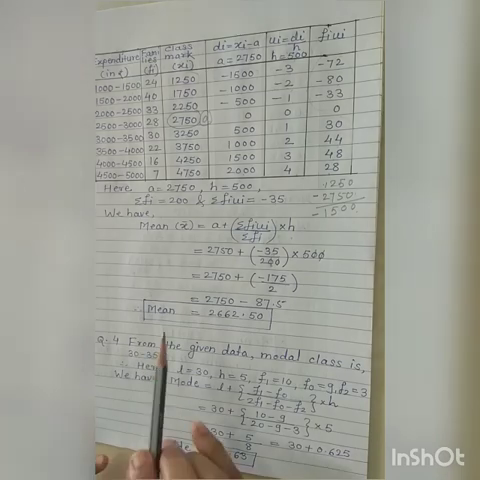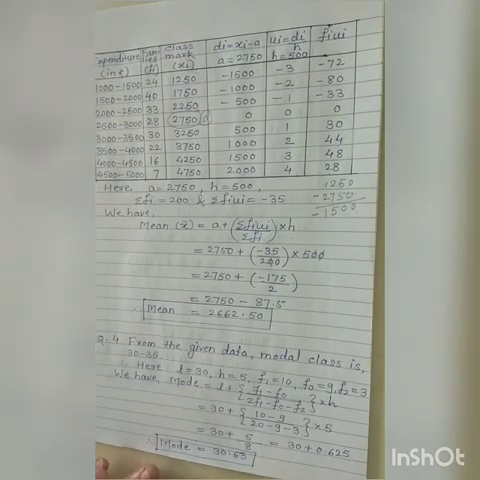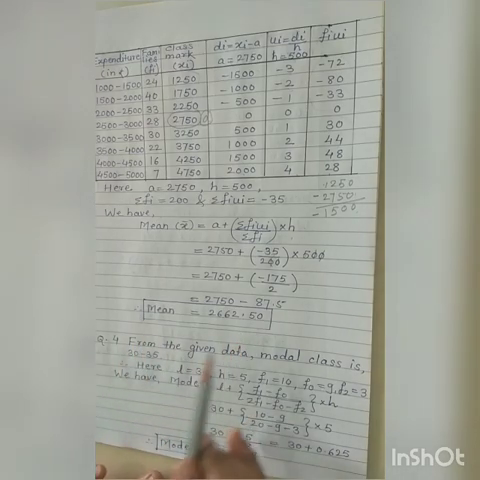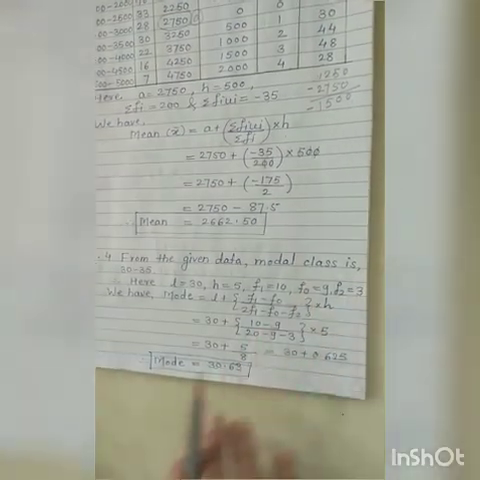So here we do not have to interpret our answer, so only write the values of mode and mean. This is our answer to question number 3. Now we are going to start question number 4 here.